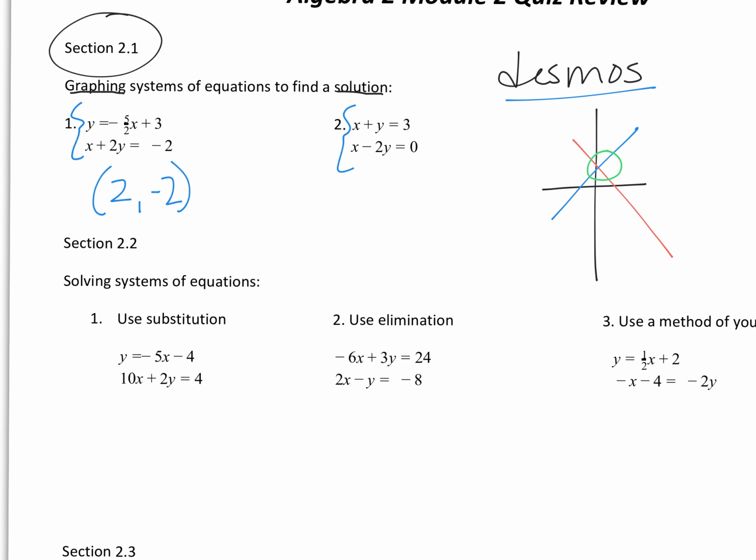So here's our next 2 equations. All you've got to do again, go to that original problem and write 2, 1. And that's how you do Section 2.1. Anyway, moving on to Section 2.2.